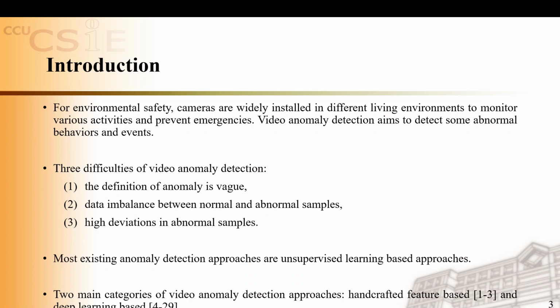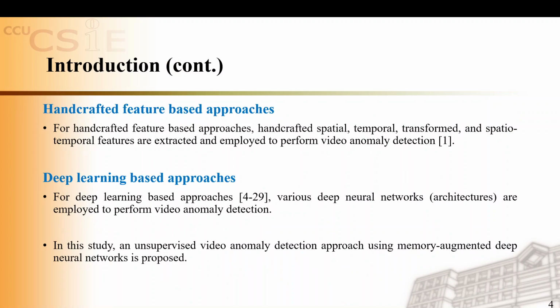Most existing anomaly detection approaches are unsupervised learning-based approaches. There are two main categories of video anomaly detection approaches: handcrafted feature-based and deep learning-based. For handcrafted feature-based approaches, handcrafted spatial temporal transforms and spatial temporal features are extracted and employed to perform video anomaly detection. For deep learning-based approaches, various deep neural nets are employed to perform video anomaly detection.